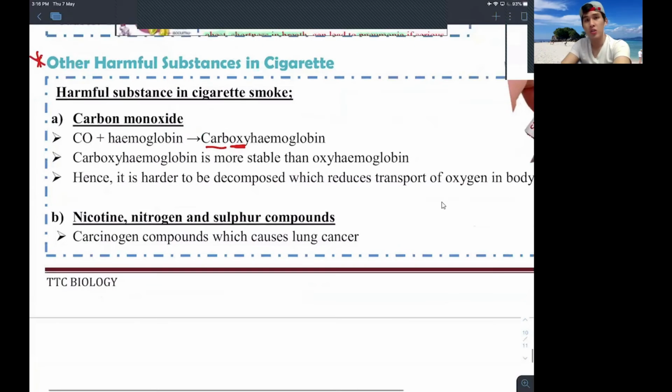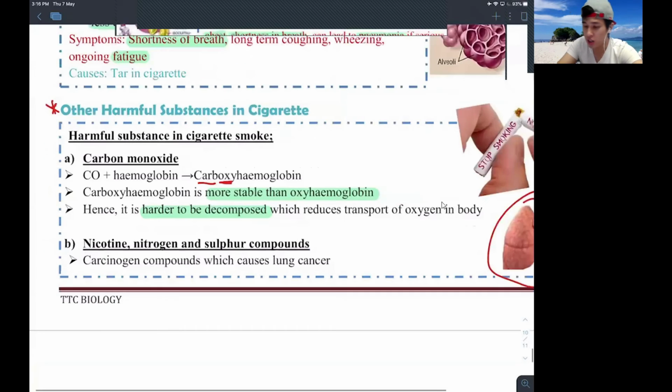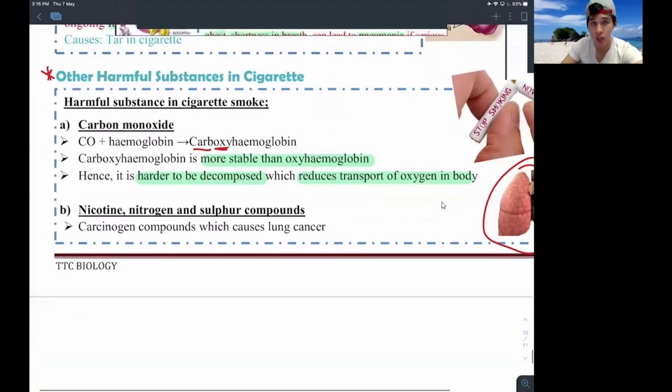So carboxyhemoglobin, right? The problem with it is because it is more stable than oxyhemoglobin. So therefore, it is harder to be broken down, harder to be decomposed, which reduces oxygen in the body. Okay, what does that mean?